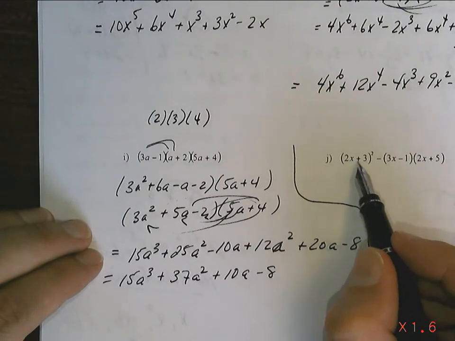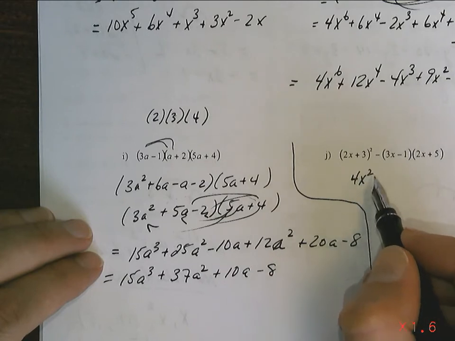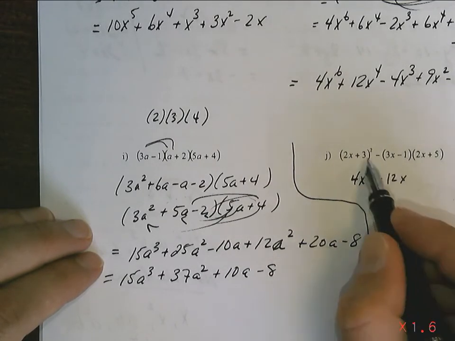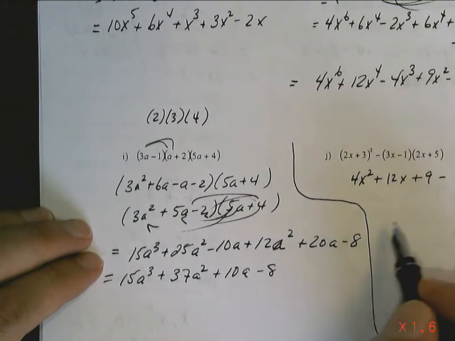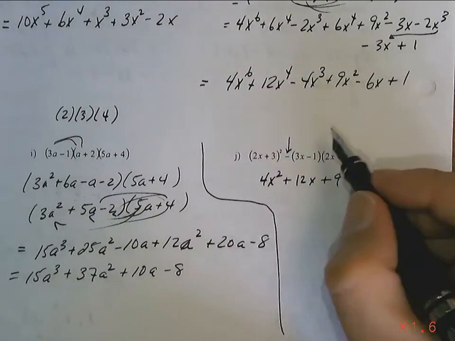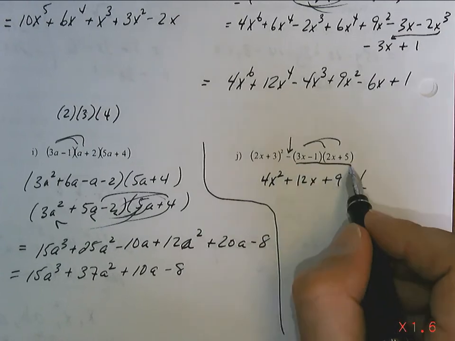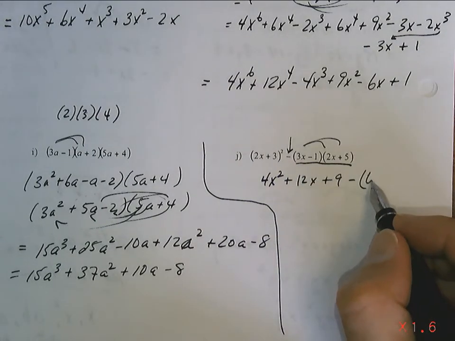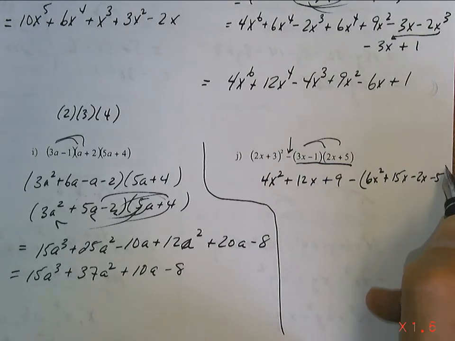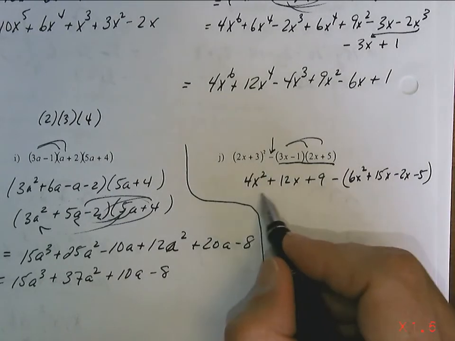And last but not least, okay, this is a perfect square trinomial, so I'm going to use the pattern. It's the first term squared. So it's 4x squared. 6 times 2 is 12 plus 9. Subtract. Now, I'm going to leave the subtraction there, okay? And I'm going to do this expansion with a bracket around it because it's subtract this whole product. So it's going to be 6x squared plus 15x minus 2x minus 5. So that negative, this whole product has to be subtracted from this.